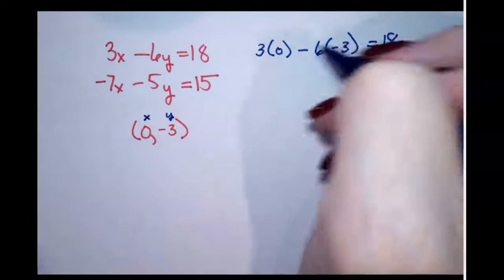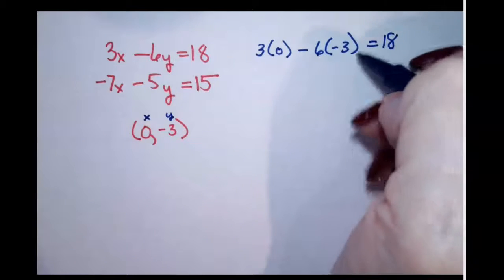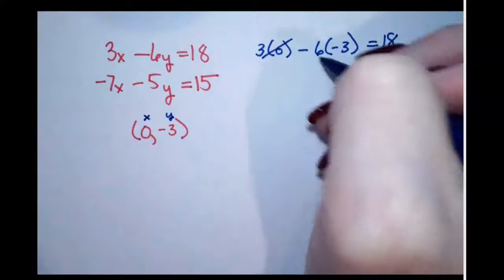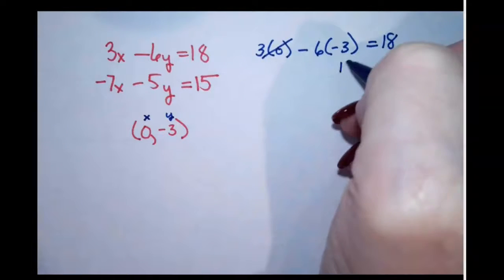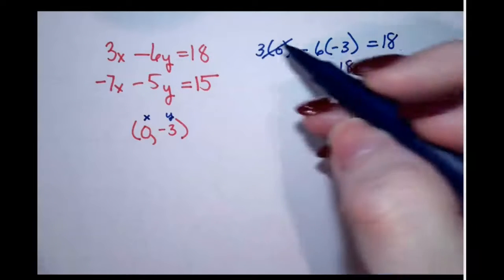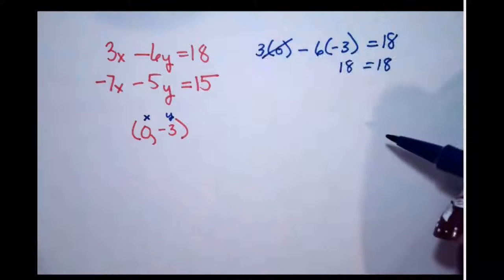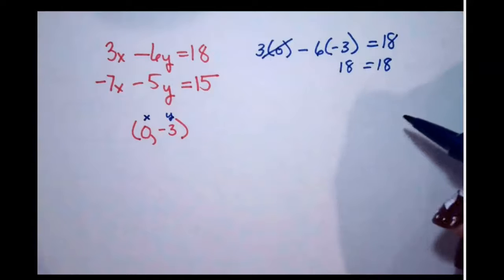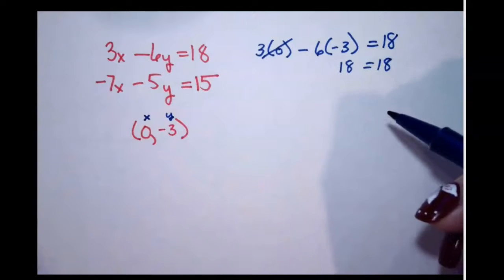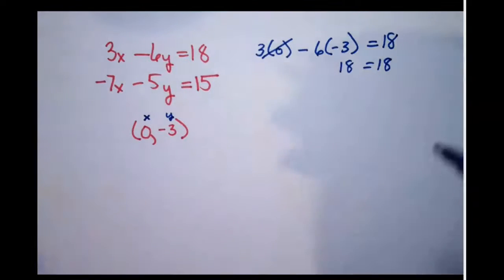And then, of course, I pick up my handy-dandy calculator, and I say, okay, 3 times 0, well, that's gone. Negative 6 times negative 3 is 18. So, yes, it works in the first equation. But in a system, you have to prove that it works in both of them. It will not work in both of them if it's the wrong answer.